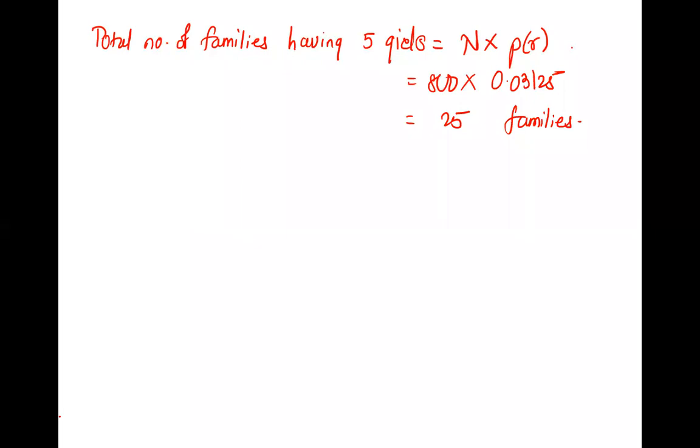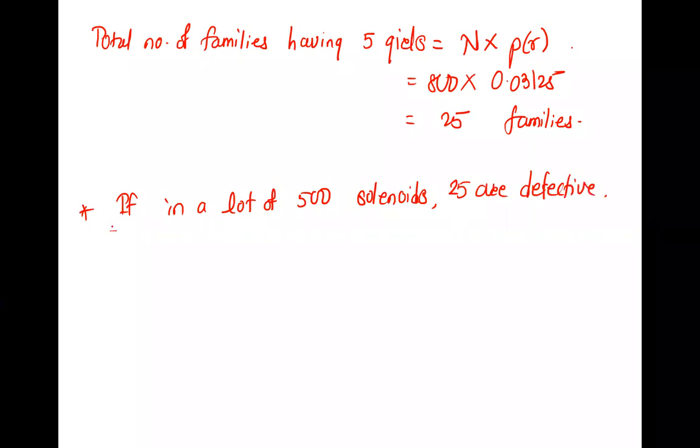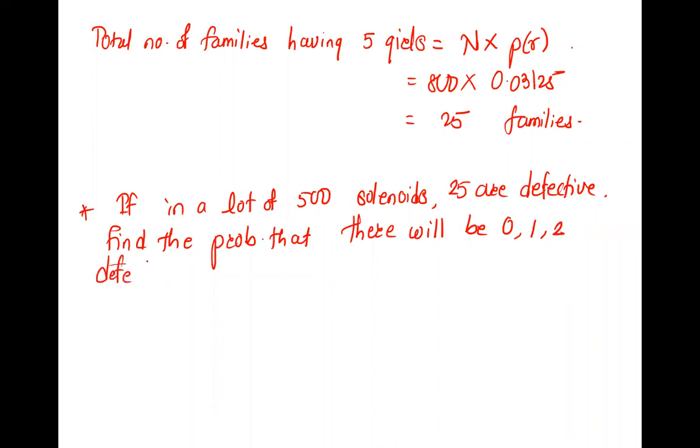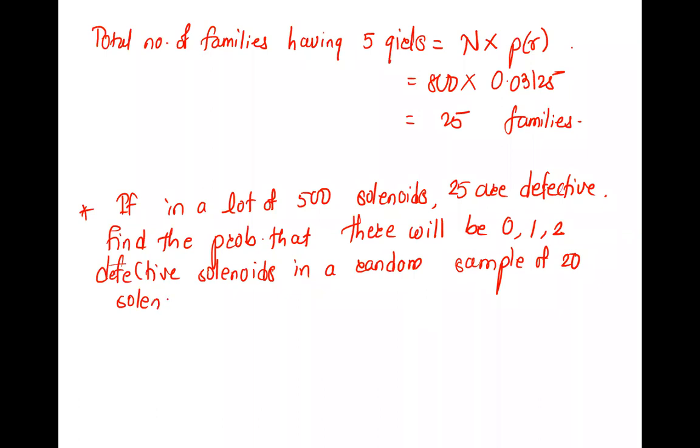Next question. If in a lot of 500 solenoids, 25 are defective, find the probability that there will be 0, 1, 2 defective solenoids in a random sample of 20 solenoids.